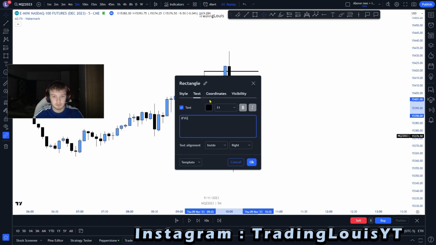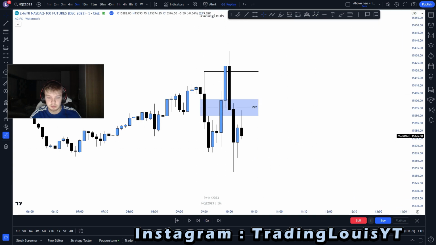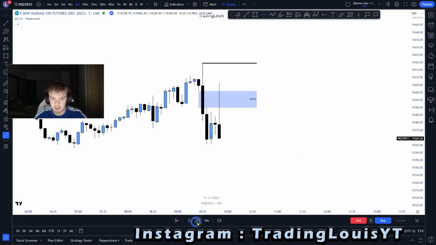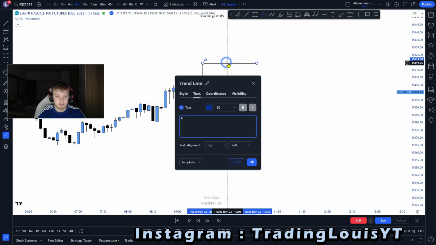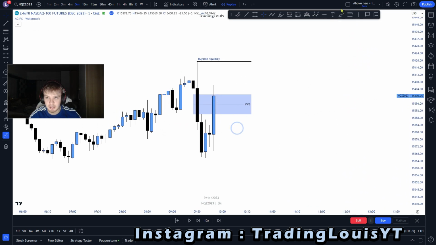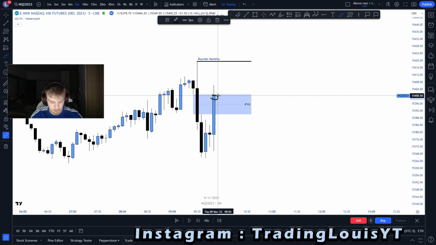So here we have the inversion fair value gap, and if we just go into replay mode to show you guys, the price comes up and it respects this inversion fair value gap. So if I was looking for this buy side liquidity, I would not be able to take a trade to the upside as the candle did not close above. Now if this candle here closed above this fair value gap here, so if the candle closed here, then I would be able to take a long, but it didn't.